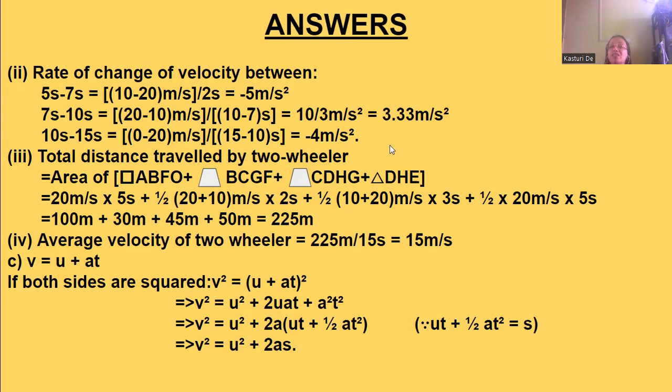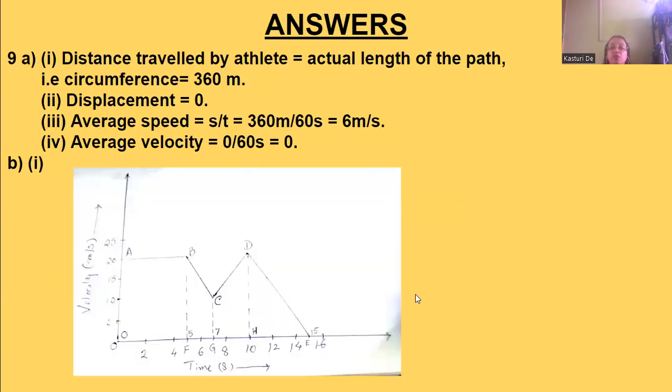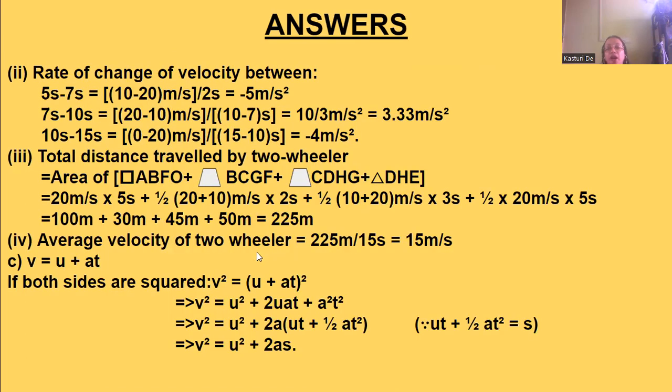The total distance traveled by the two-wheeler. Total distance will be what? Area of ABFO, BCGF, CDHG, and DHG. From the figure, see, one rectangle, then one triangle, and these are two trapeziums. What will that be?